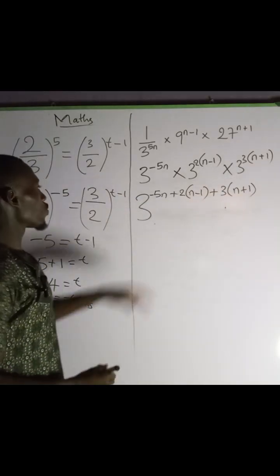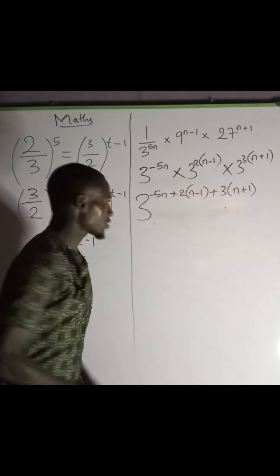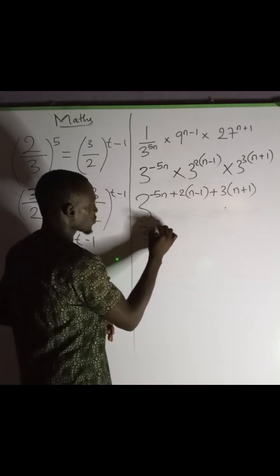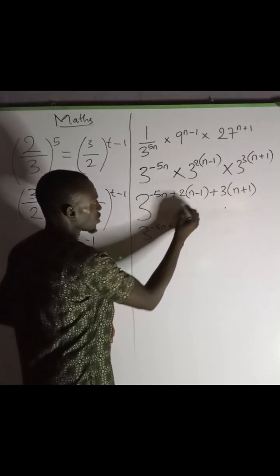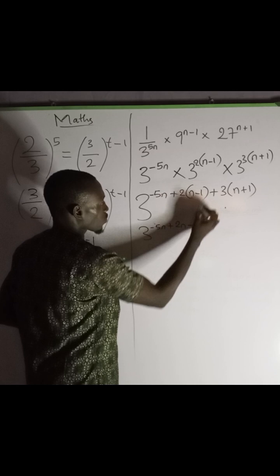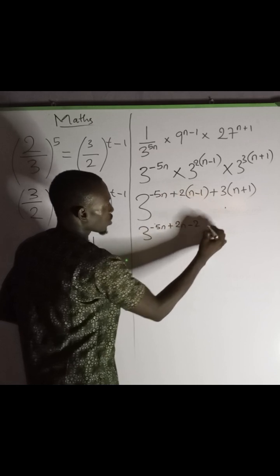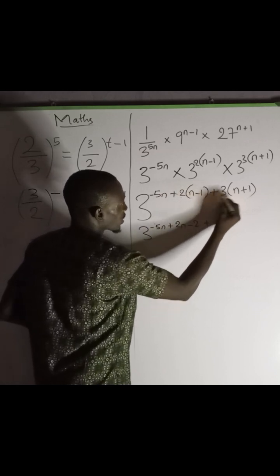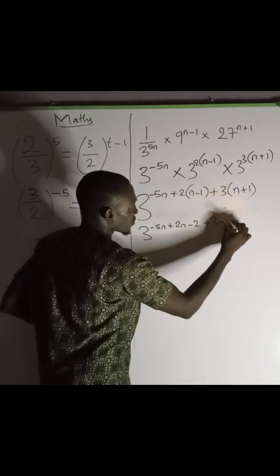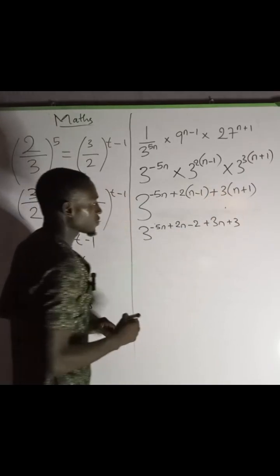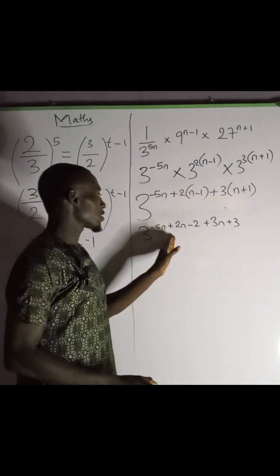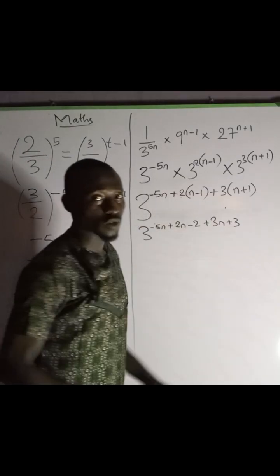So at this point, we open the brackets. We now have 3 raised to minus 5n plus 2 times n gives us 2n, minus 2 times 1 gives us 2, plus 3 times n gives us 3n, 3 times 1 gives us 3. So the ones that have n will come to this side, and the ones that do not have n, shift to that side.